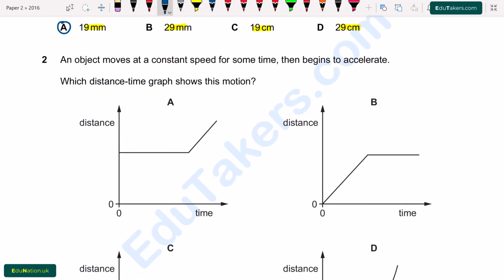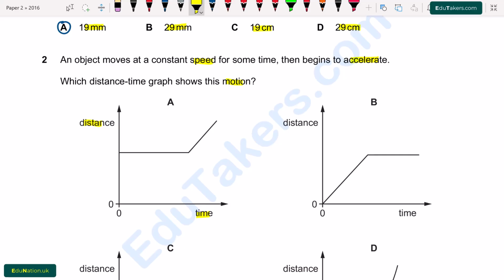Question number 2. An object moves at a constant speed for some time then begins to accelerate. Which distance time graph shows this motion? In the graph A, we can see here is a distance time graph and we have to show first of all the object is moving with a constant speed and then it accelerates.